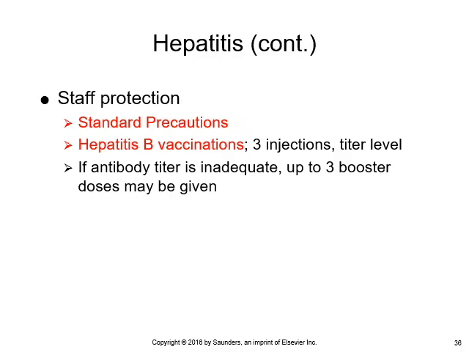And we will also educate on the hepatitis B vaccinations, which are, by the way, 3 injections. So it's a series of 3 injections. If the antibody titer is inadequate, up to 3 booster doses may be given for hepatitis B.